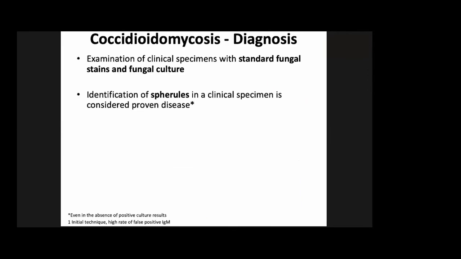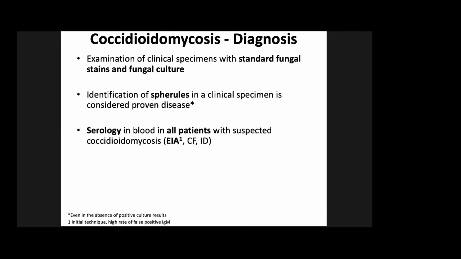Regarding the diagnosis of cocci, how do you do the diagnosis here? If you have tissue, you need to send it for fungal stains and for fungal culture. If you see a spherule in the biopsy, this is pathognomonic for cocci. So if the pathologist is 100% sure that this looks like a spherule, you can start treating this patient as cocci. In patients where you don't have a clinical specimen, serology is the test to go.